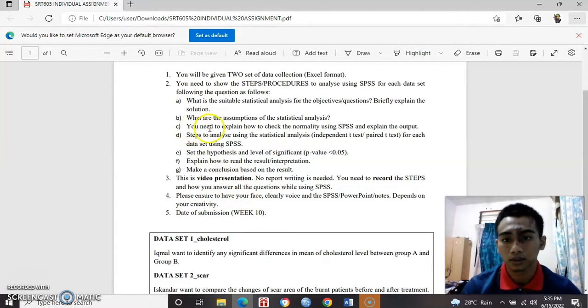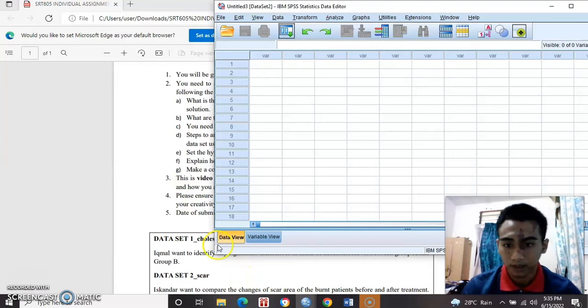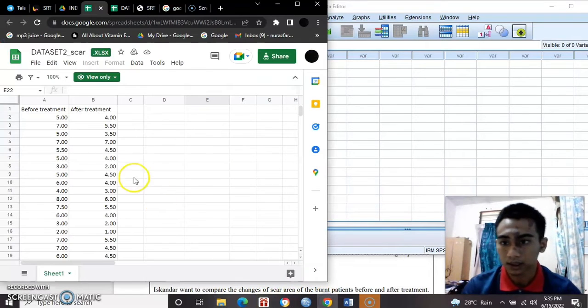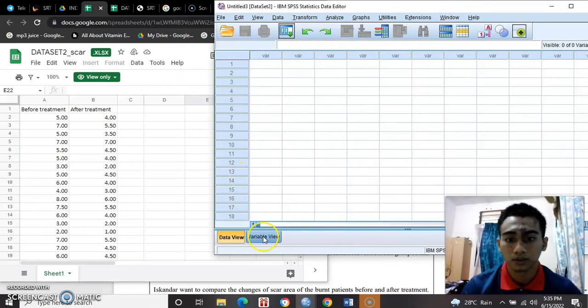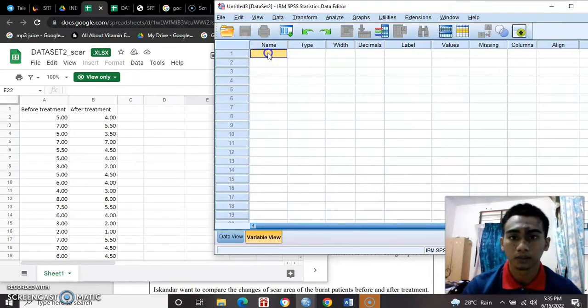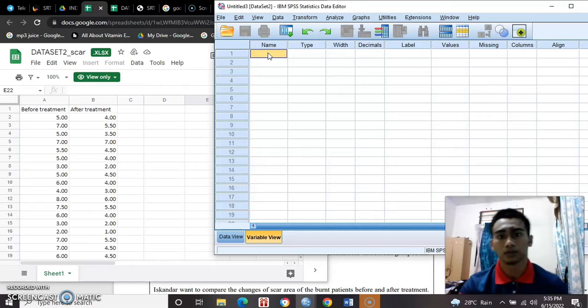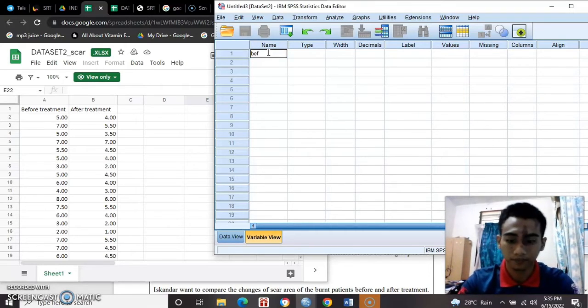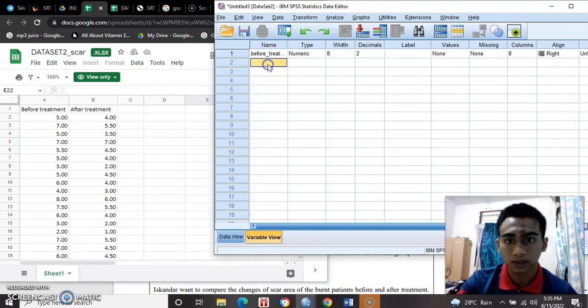So in question C, you need to explain how to check the normality using SPSS and explain the output. So we go to SPSS, and then we open the data sets. This is the data set of question 2, which is the scar. First we go to the variable view and we key in the data. For this one, we will key in the before treatment, and this one is the after treatment.